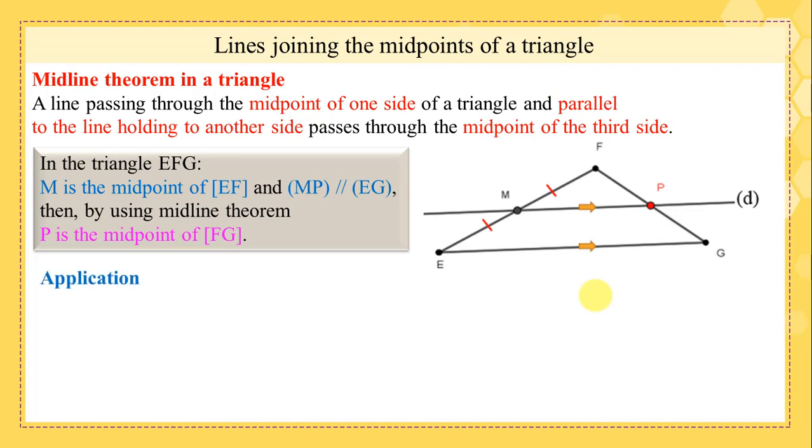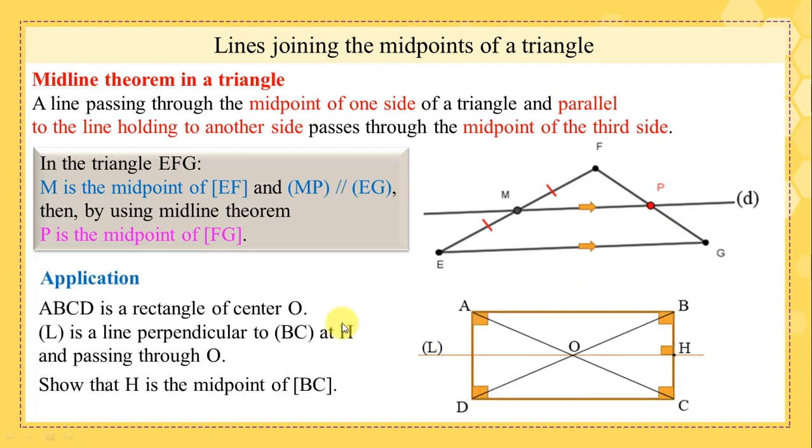Application. ABCD is a rectangle of center O. L is a line perpendicular to BC at H and passing through O. Show that H is the midpoint of BC. So here we have a rectangle ABCD. O is the center of this rectangle. L is a line passing through O and perpendicular to BC at H. Please pause the video and try to solve this application.